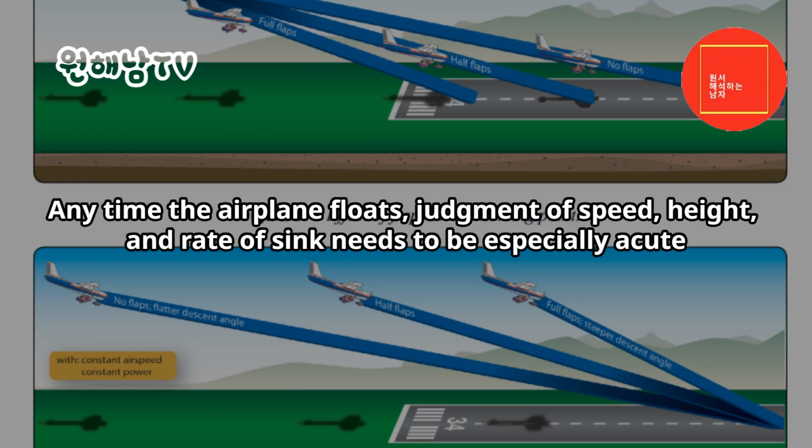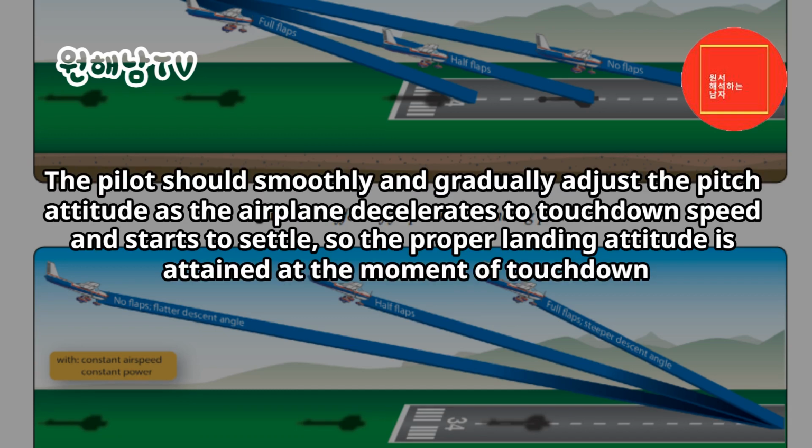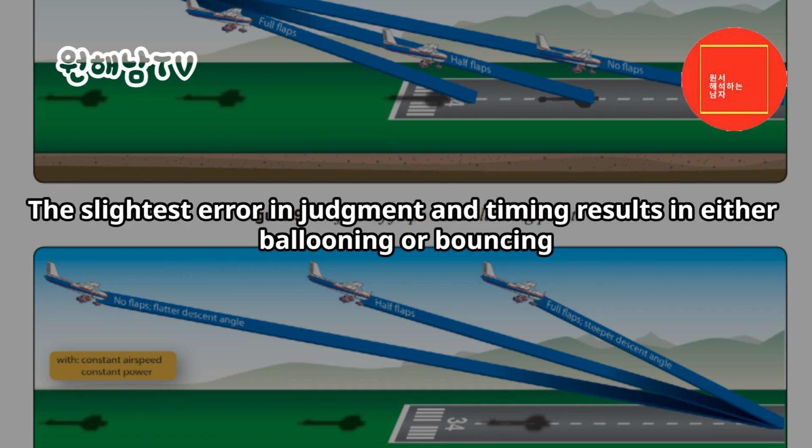Any time the airplane floats, judgment of speed, height, and rate of sink needs to be especially acute. The pilot should smoothly and gradually adjust the pitch attitude as the airplane decelerates to touchdown speed and starts to settle, so the proper landing attitude is attained at the moment of touchdown. The slightest error in judgment and timing results in either ballooning or bouncing.